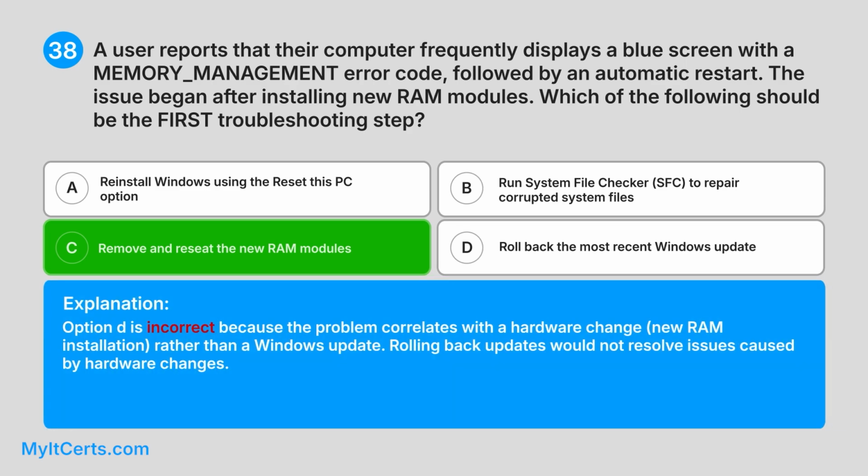Option D. Roll back the most recent Windows update is incorrect because the problem correlates with a hardware change, new RAM installation, rather than a Windows update. Rolling back updates would not resolve issues caused by hardware changes.